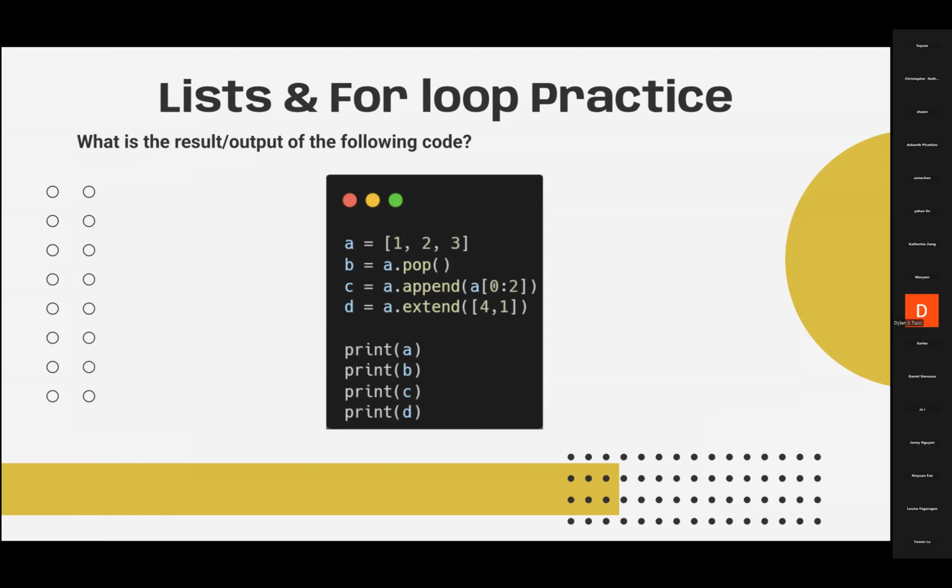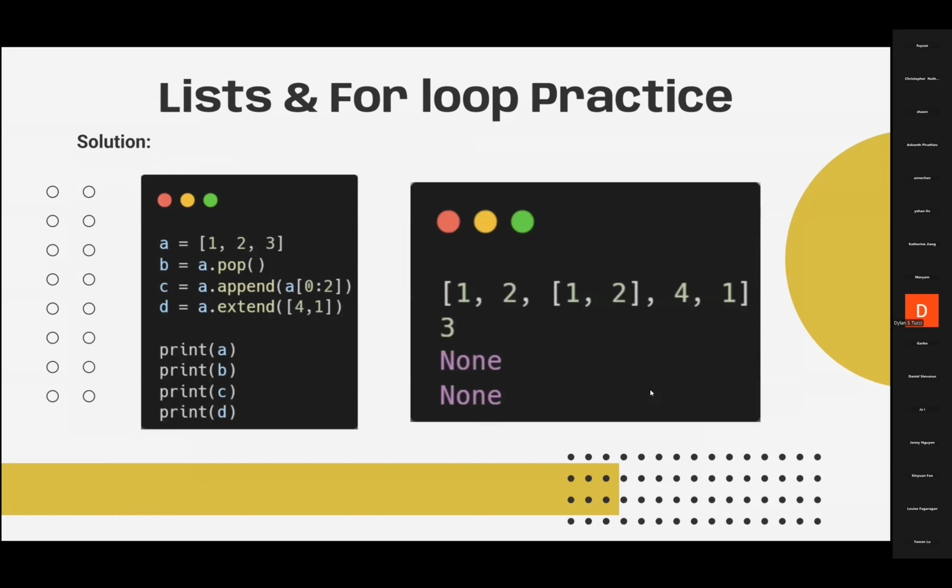After that, append will append a slice from 0 to 2. So it will just add a new element at the end of the original A, which is 1, 2, a list containing 1, 2. And for D, it just extends A with the list 4, 1. So it will add an element 4 at the end and another element 1 at the end. So A is 1, 2, 1, 2, 4, 1.